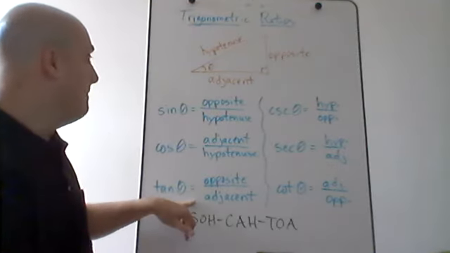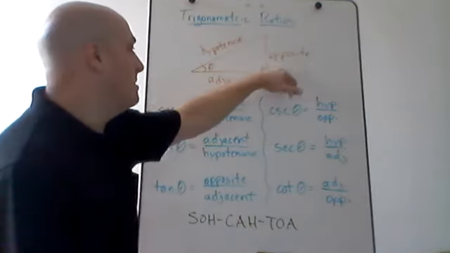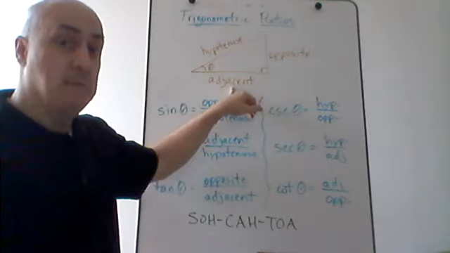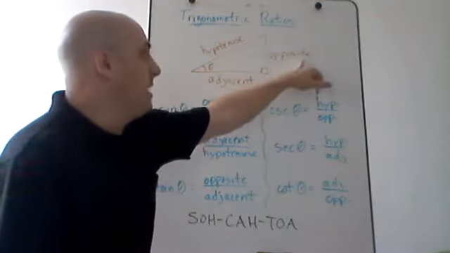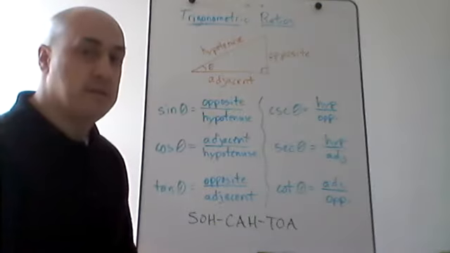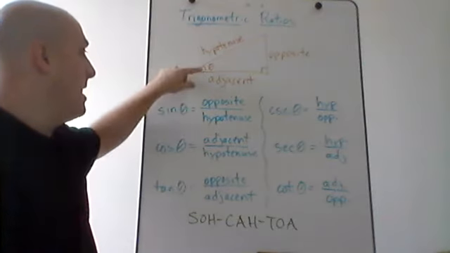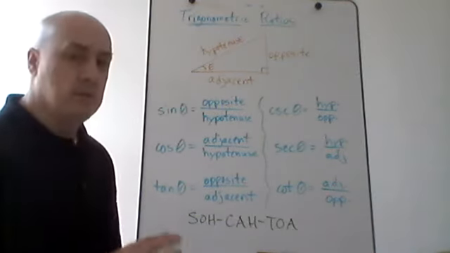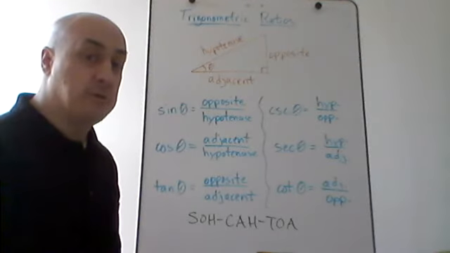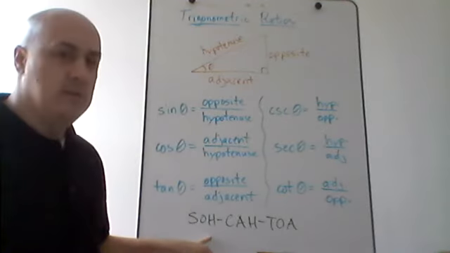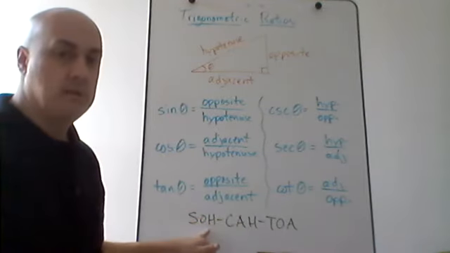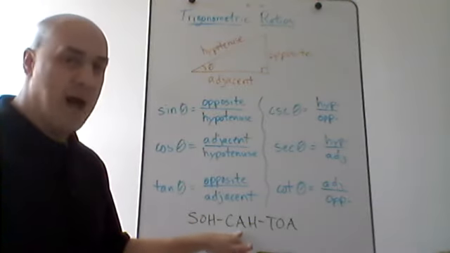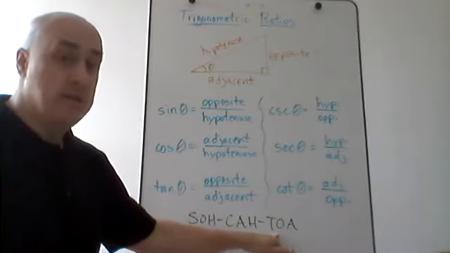The tangent of that angle theta is the opposite side over the adjacent side. So for the tangent of this angle, I take the length of the opposite side over the length of the adjacent side. That's the tangent of this angle theta. Now those are the 3 main trigonometric functions, and there's a little mnemonic device that we use to remember that, and it's SOH CAH TOA. So S-O-H, C-A-H, T-O-A.